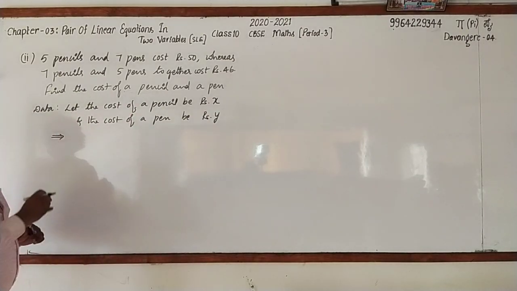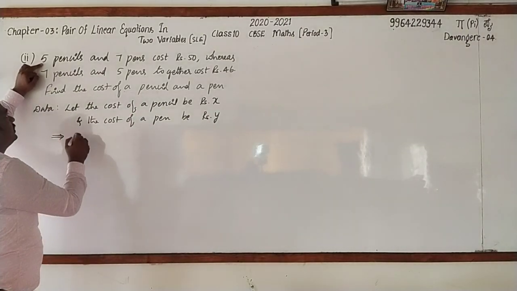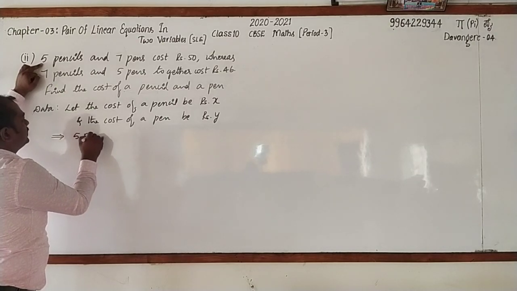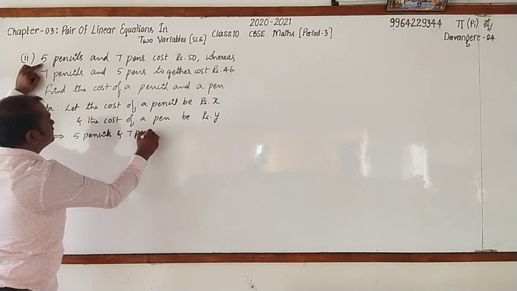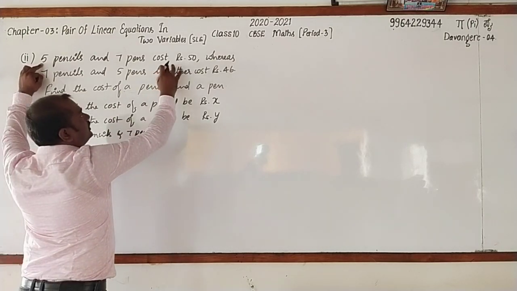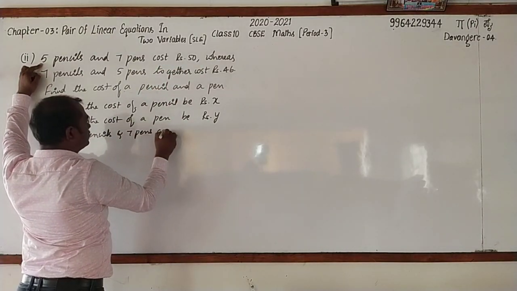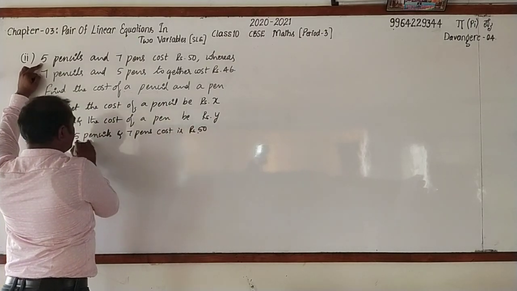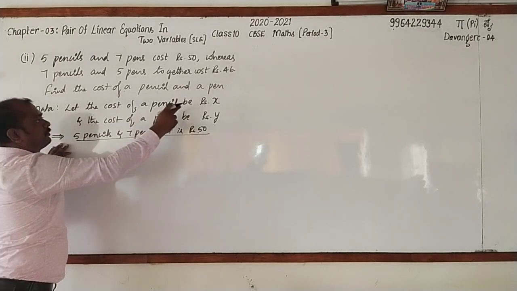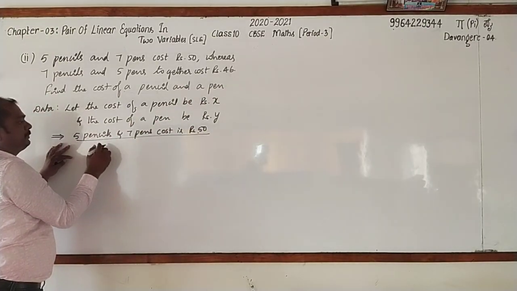Here they are given two situations. What is that? The cost of 5 pencils and 7 pens is rupees 50, or else cost is rupees 50. How do you write? Cost of 1 pencil is x, 5 pencils is 5.